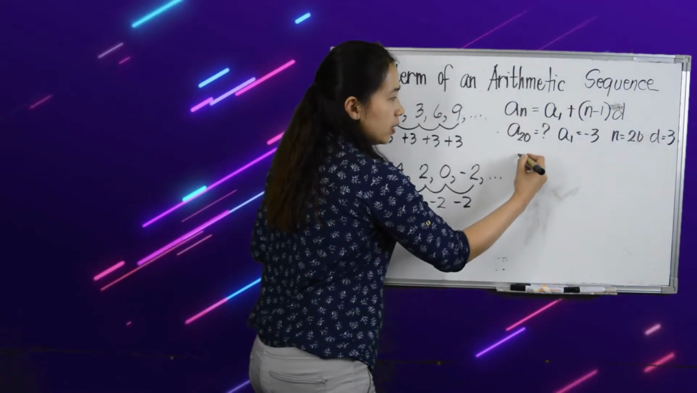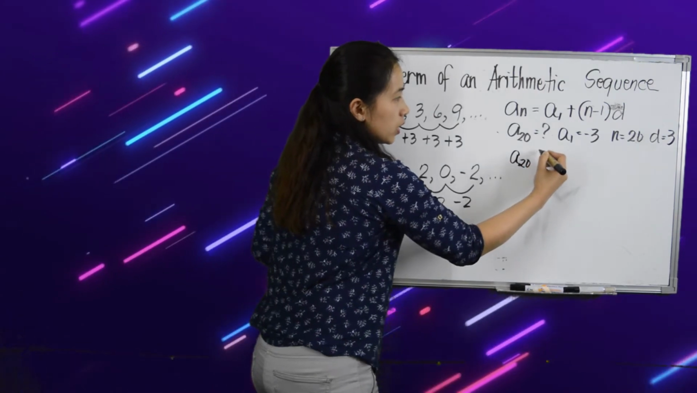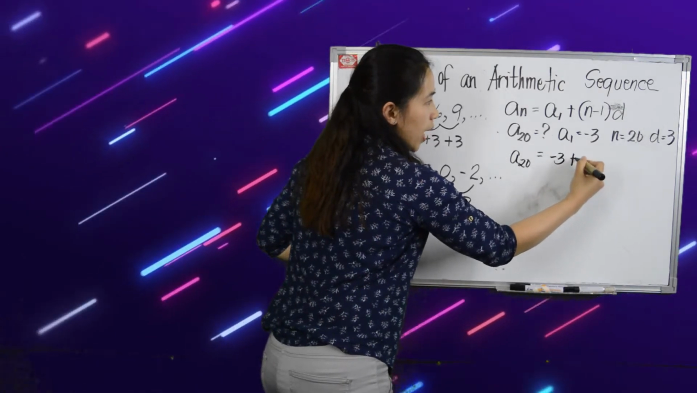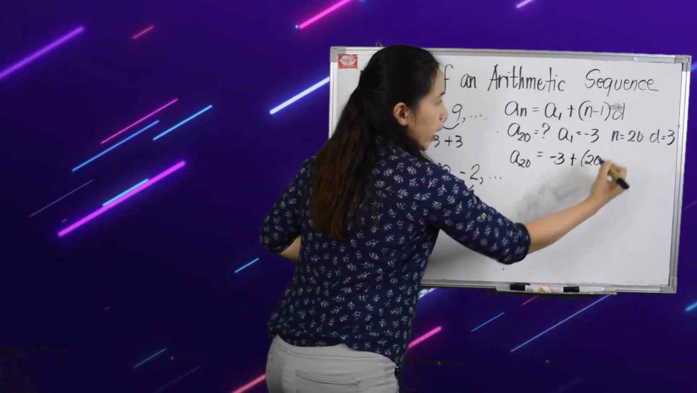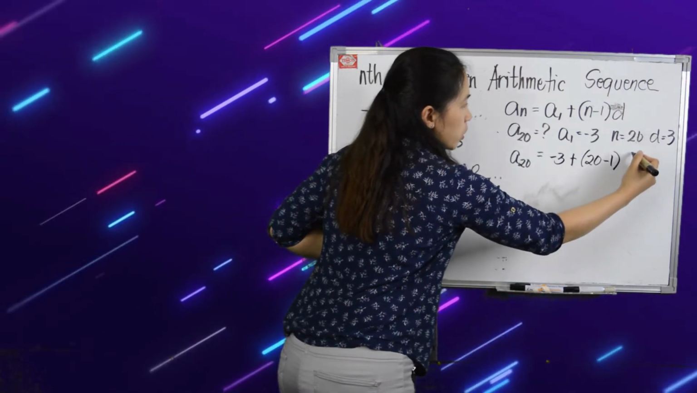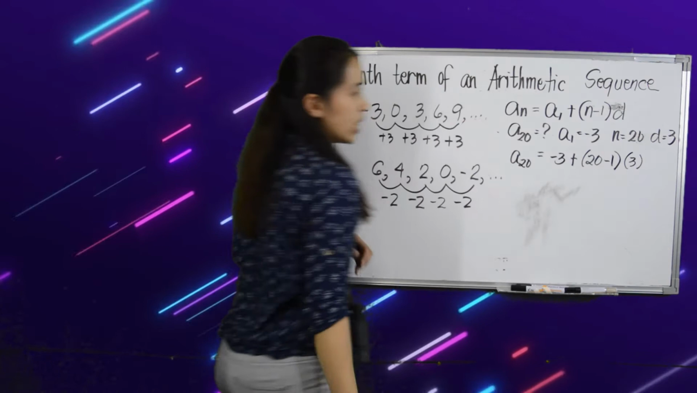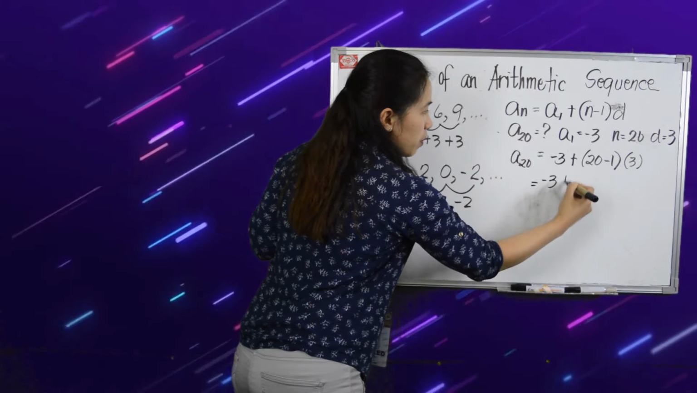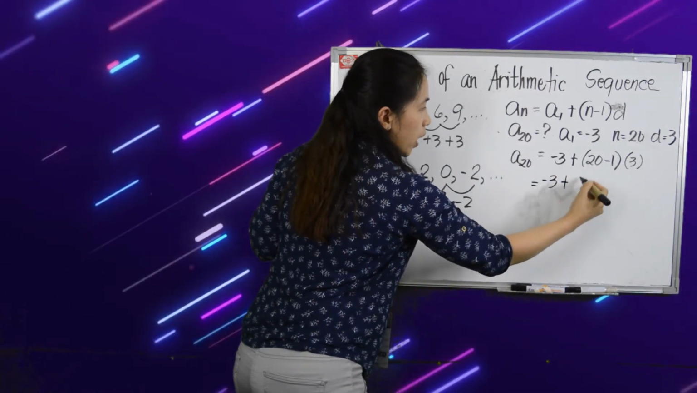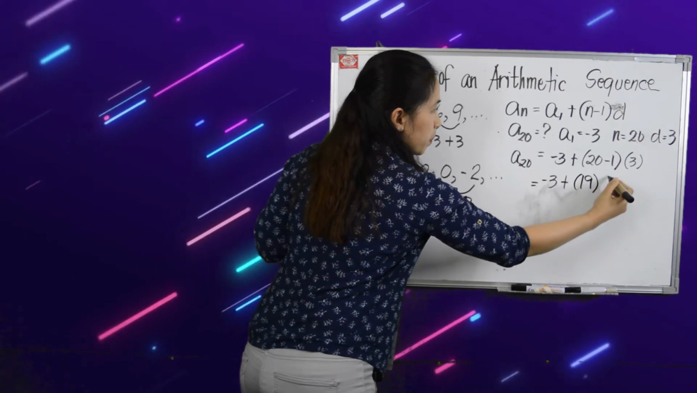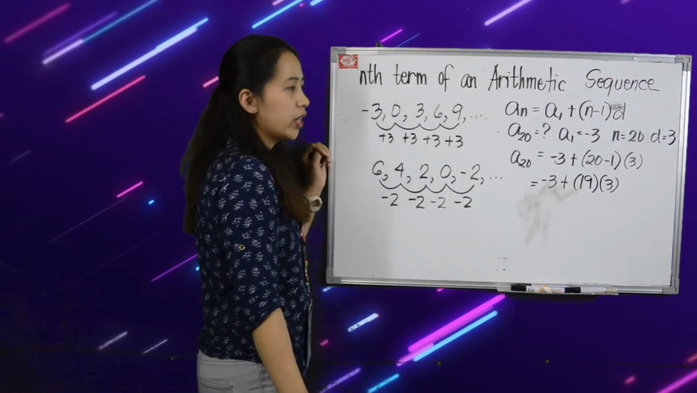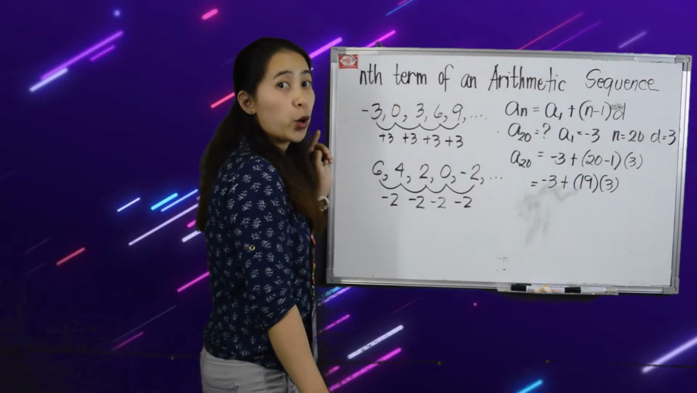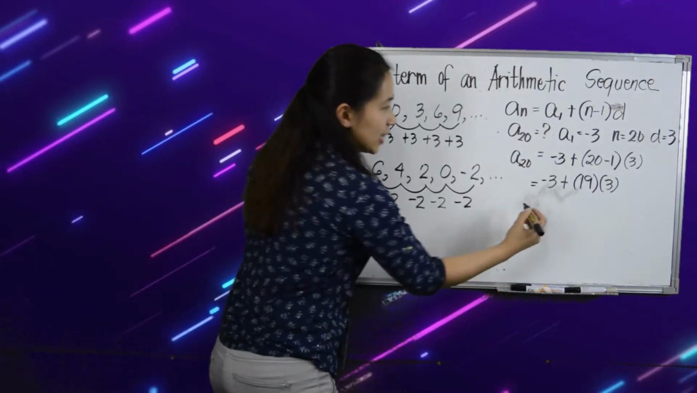So our a sub 20 is equal to a sub 1, the first term, -3, plus n, which is 20, minus 1, times the common difference, which is 3. Simplify. Negative 3 plus the difference of 20 and 1, which is 19, times 3. Take note, you will multiply first before you add, following the order of operations.